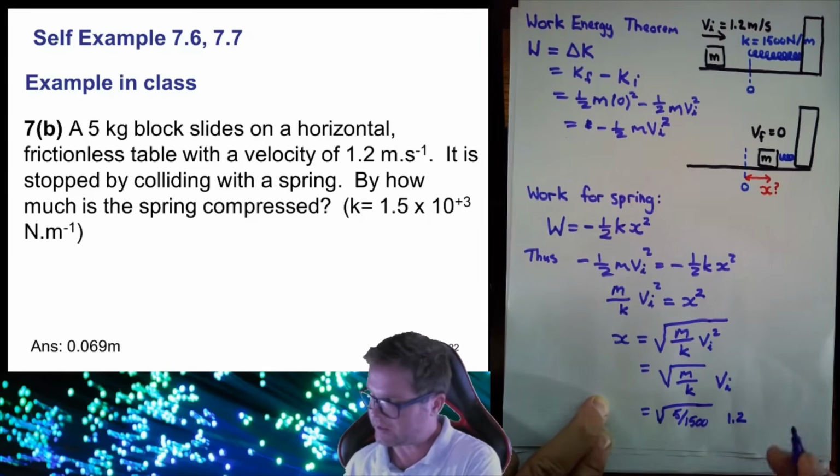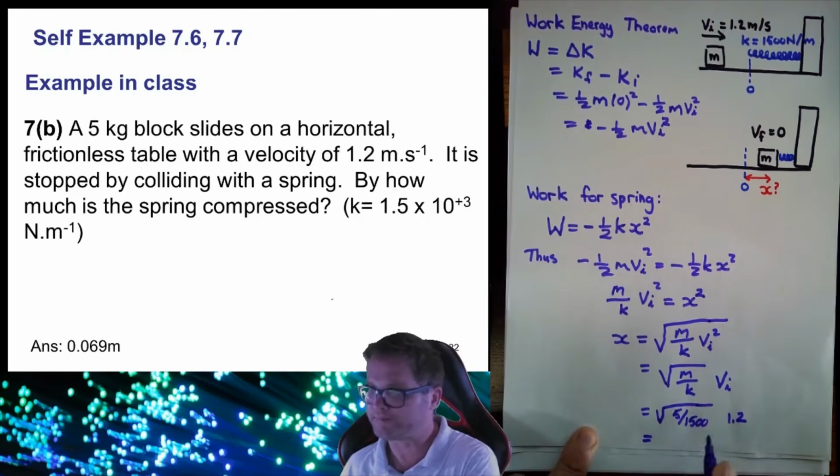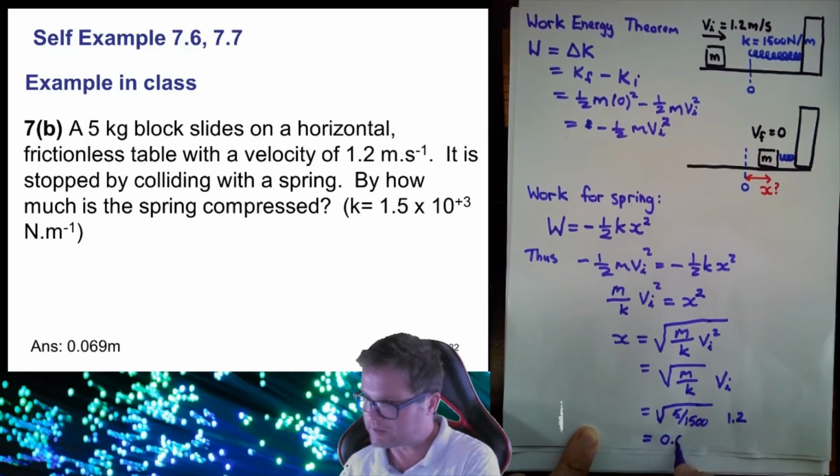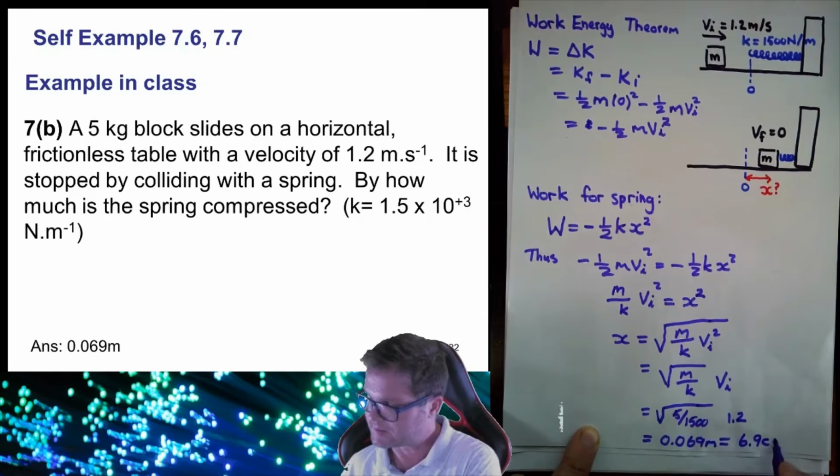And if we calculate what that is, that calculates out to give us 0.069 meters, which of course equals 6.9 centimeters.